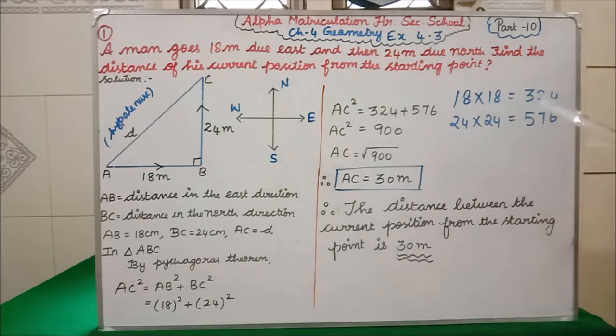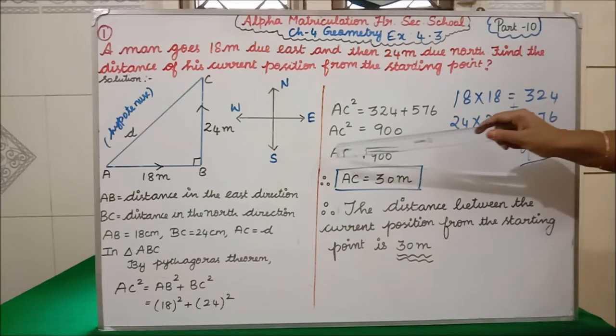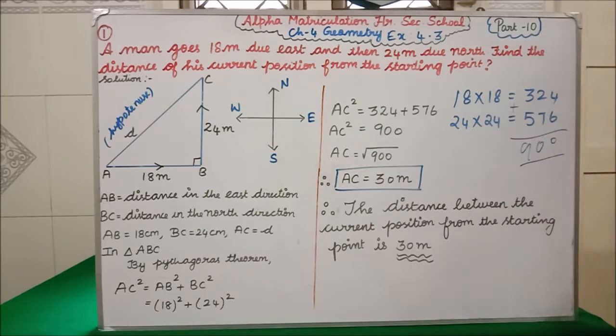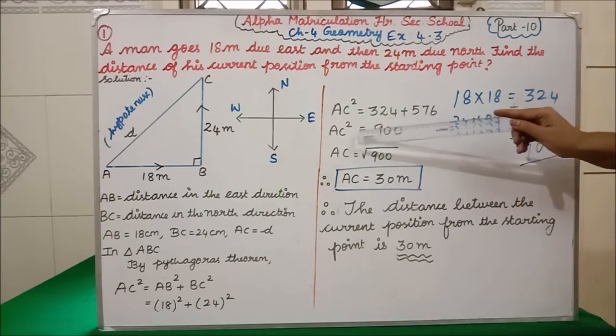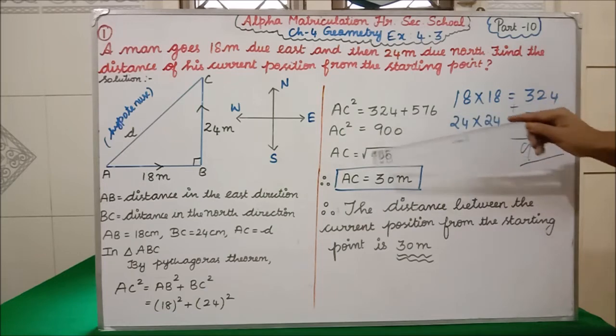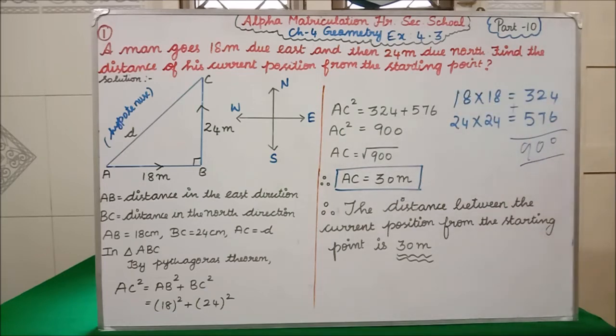18 square, the answer is 324, plus 24 square is 576. If I add 324 plus 576, what will I get? I am getting 900. So AC square is equal to 900. But I don't need this AC square, I need only the AC distance. So if this square goes to the other side, what will happen? It will become a square root.